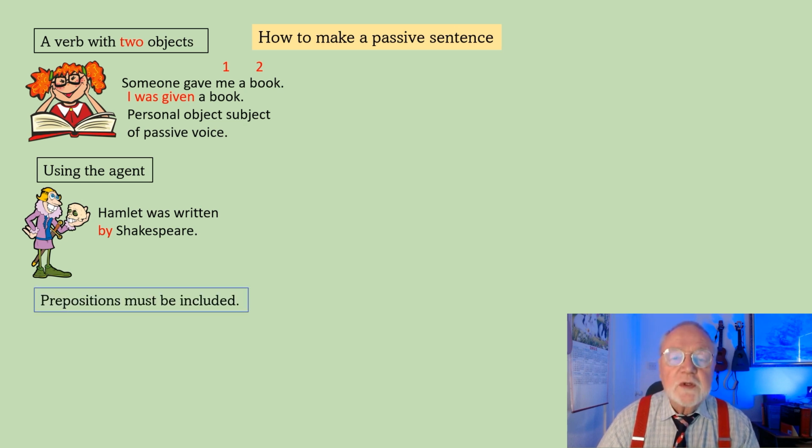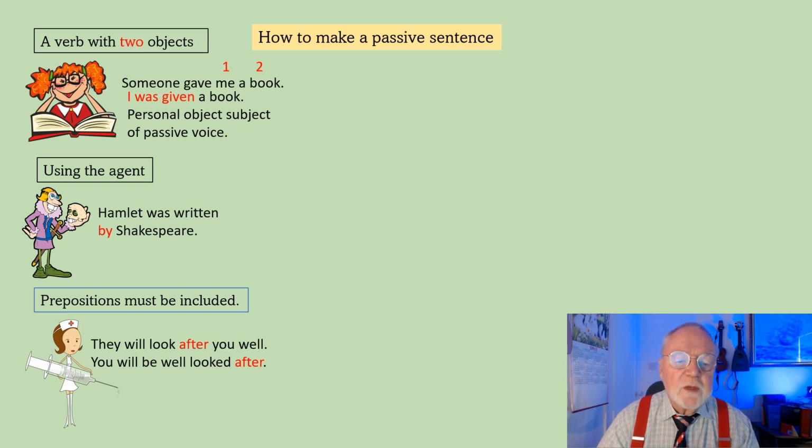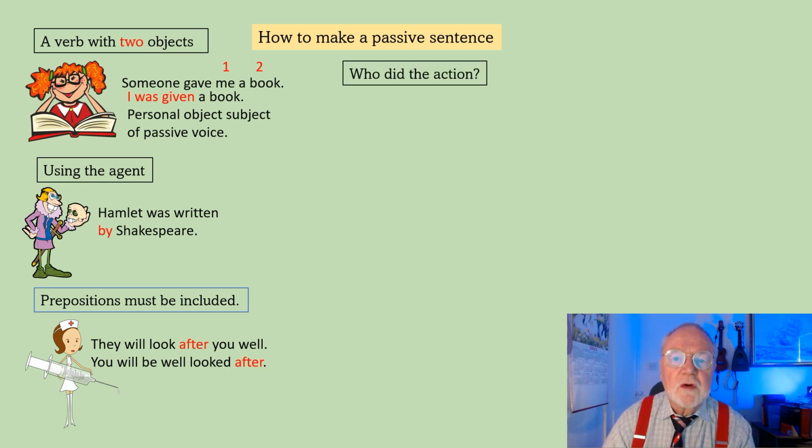And we must include the prepositions. They will look after you well. You will be well looked after. When we are not too concerned or we don't know who did the action, we can use a passive construction. The victim was murdered. We don't know by whom. We can't use an agent.